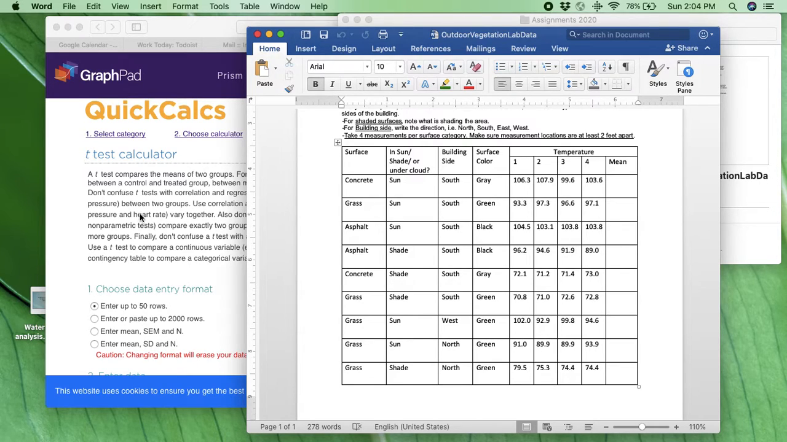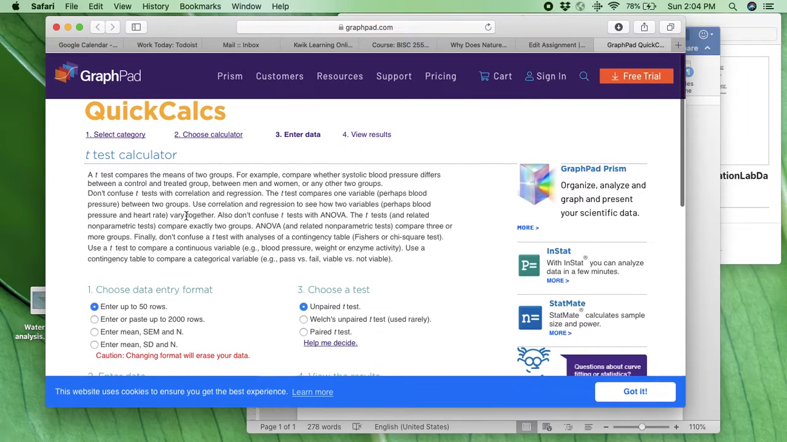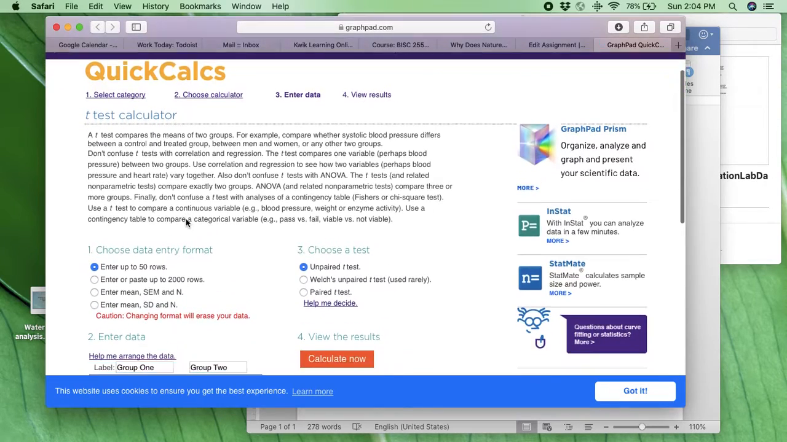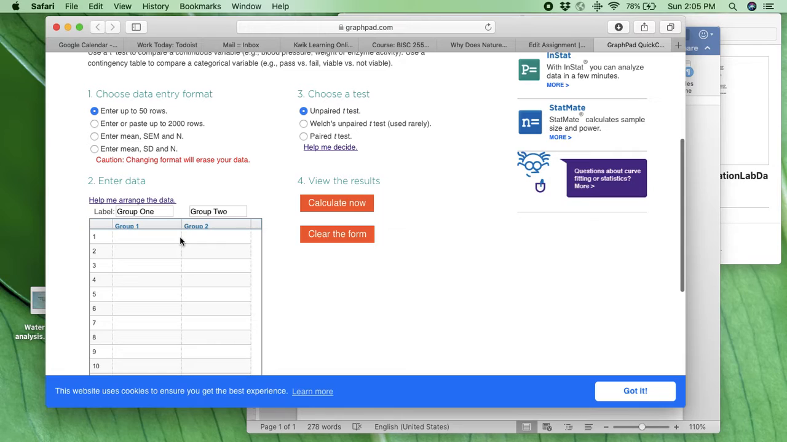Then in the assignment will be a link to this website. It's very handy. It will help you do statistics without having to do anything very complicated. This will be a t-test, and leave the choose a test part alone. It's an unpaired t-test. That part is correct. You're going to label your groups.